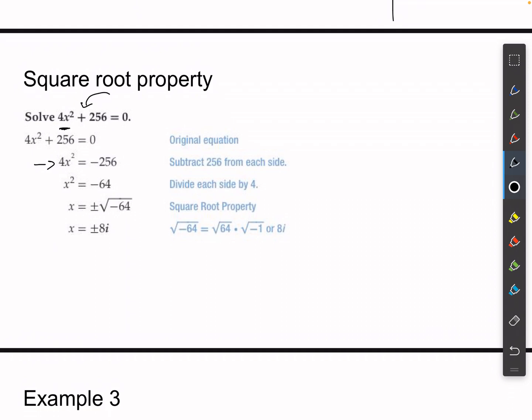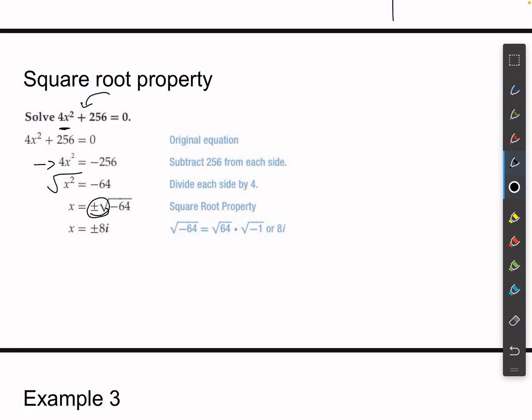Divide both sides by 4. Take the square root. Remember that when you do that, you have 2 answers, right? Because whenever you take the square root of a variable, that could be a positive or a negative of that thing. So you have to consider both sides. So you have 2 answers.